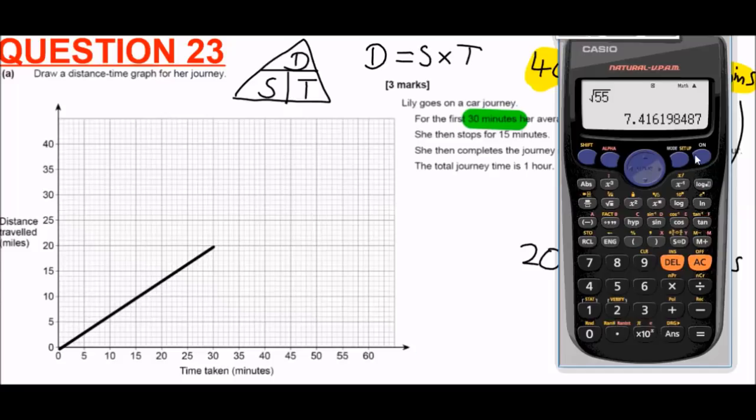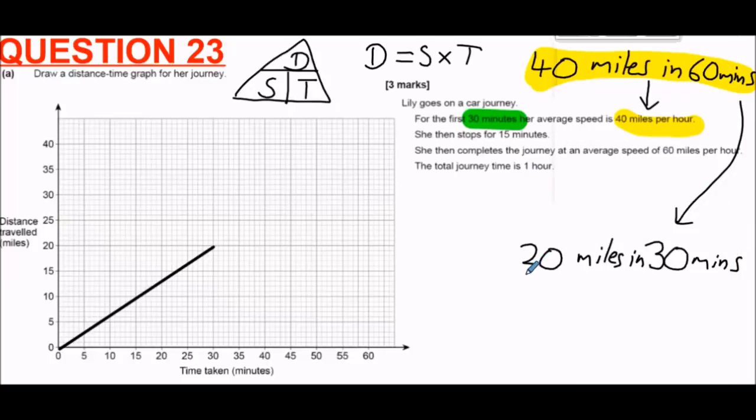The reason I'm avoiding using this triangle first off is because it's a mixture of hours and minutes, which can be awkward. But if you're comfortable with units, then speed multiplied by time. The speed she's going at is 40 miles an hour. Notice it's miles per hour. Now the time she's travelling for, keep the units consistent. She's travelling for 30 minutes, which is half of an hour. So 40 miles per hour times half an hour, you'd get 20 miles. So one way or the other, you'd get that she does 20 miles in that first 30 minutes.